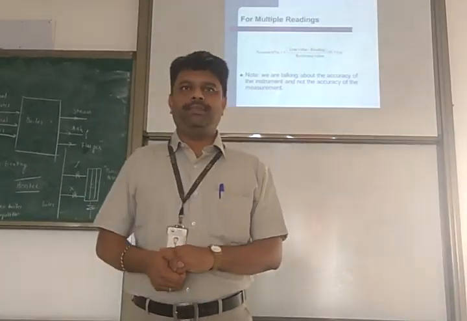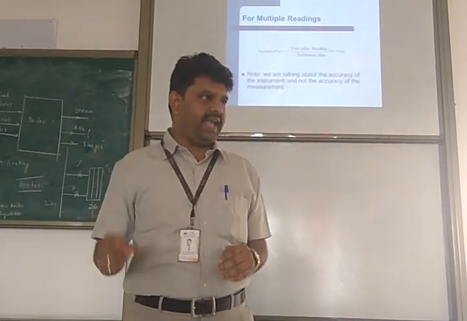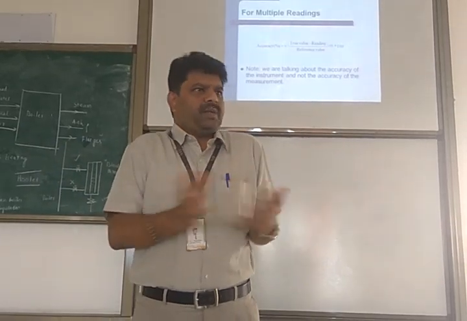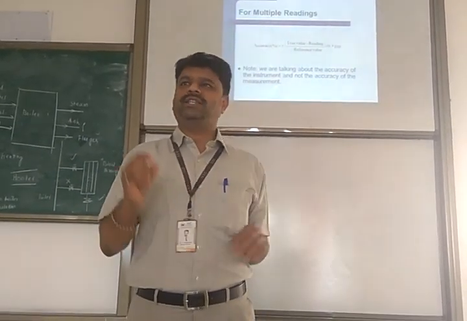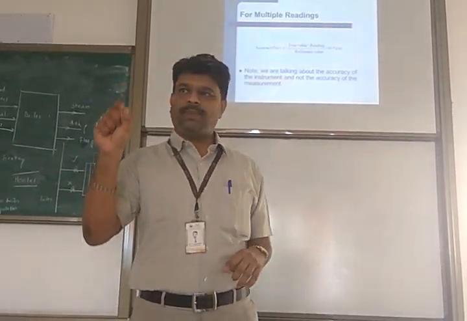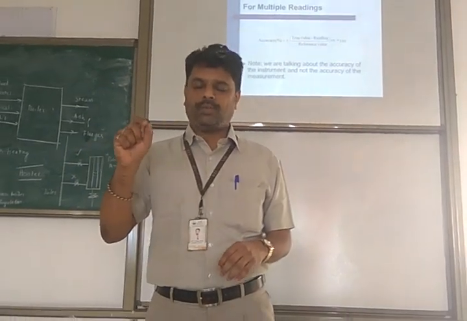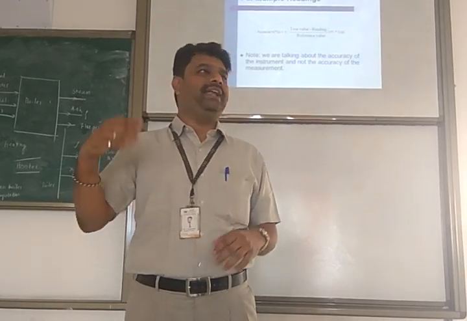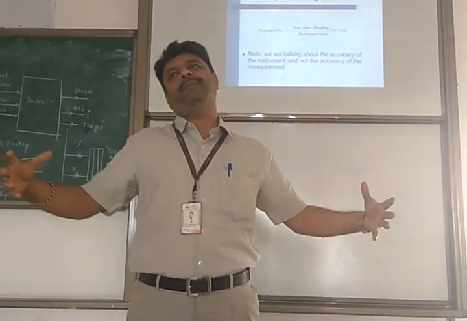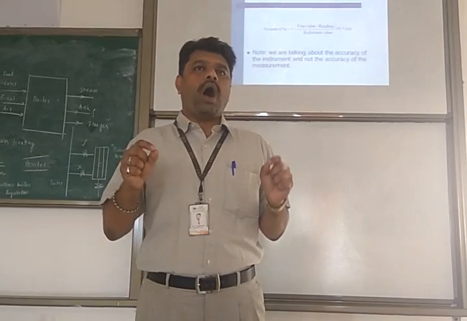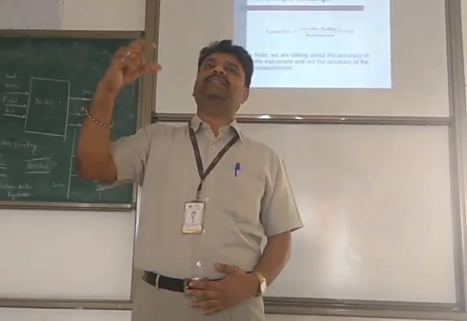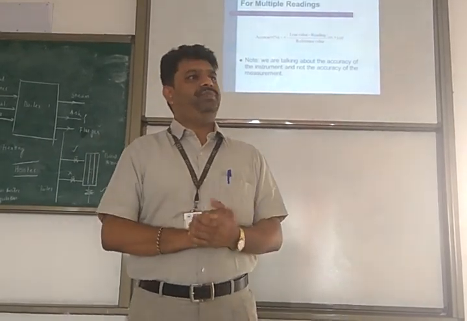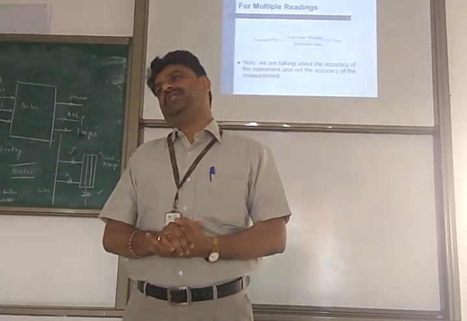For every reading that you compute, there is no guarantee you get the same accuracy. There will be some smaller numbers, there will be some bigger numbers. It's a mix of numbers you will get, let's say plus or minus 1.2, plus or minus 1, plus or minus 0.9, like that. Out of that, whatever is the maximum number, that will be the accuracy for that instrument.